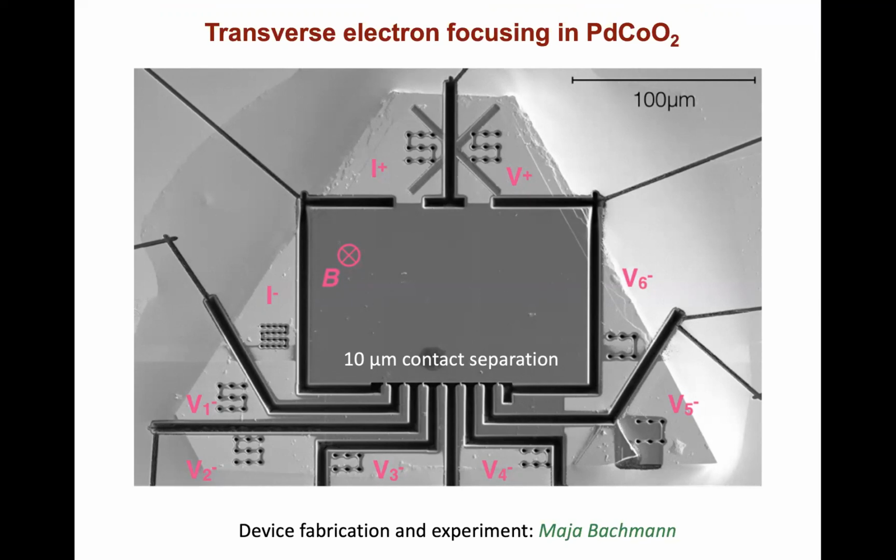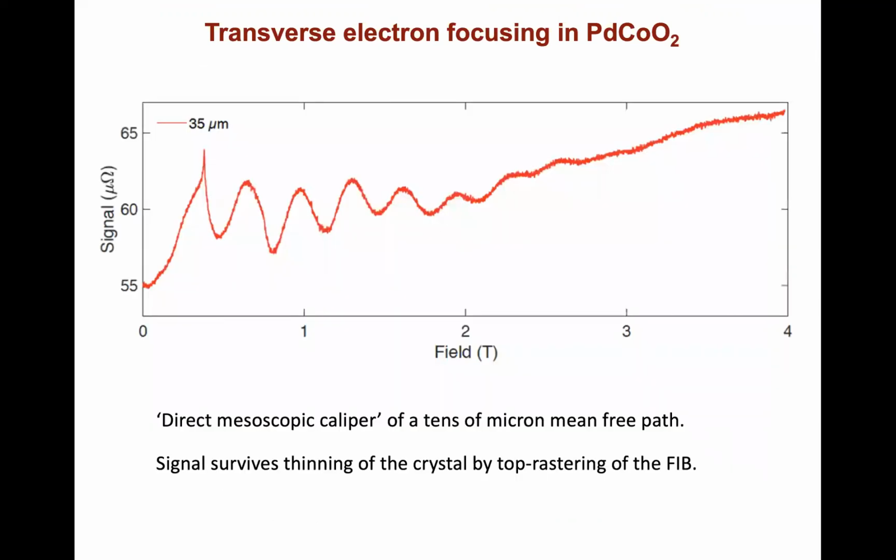And one of the things we discovered, first of all, was that you get really spectacular verification of the fact that you have this huge mean free path that you believed that you had from bulk transport measurements. So here we have the injection point and the voltage probe point separated by 35 microns, a huge distance. And yet we're able to observe, depending on how optimistic you are, either 9 or 10 harmonics of the focusing peaks. So whatever else that tells you, it tells you that you have these really large mean free paths and you've got a direct mesoscopic caliper on them.